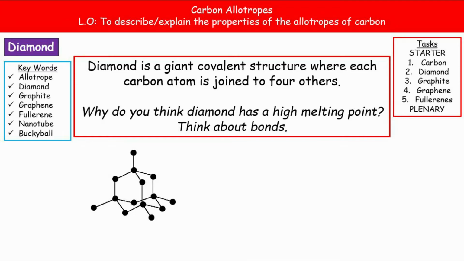Now obviously that's just a small section of our giant covalent structure, so not all of them do appear to be joined, but in our diamond, each carbon atom is joined to 4 others through covalent bonds.